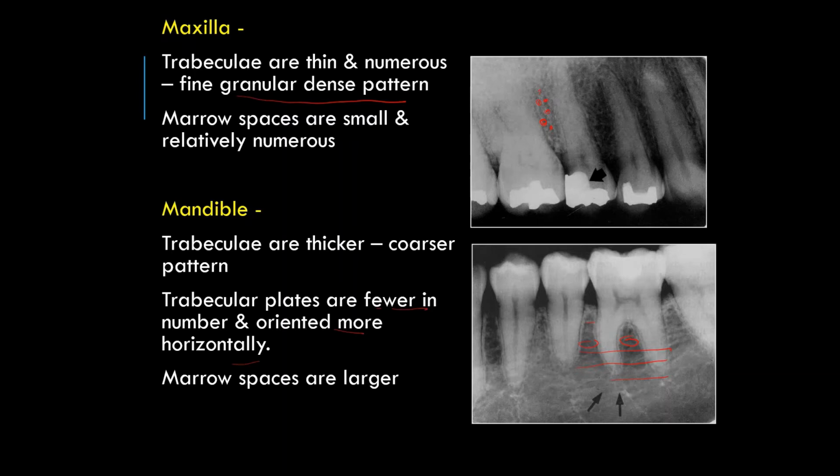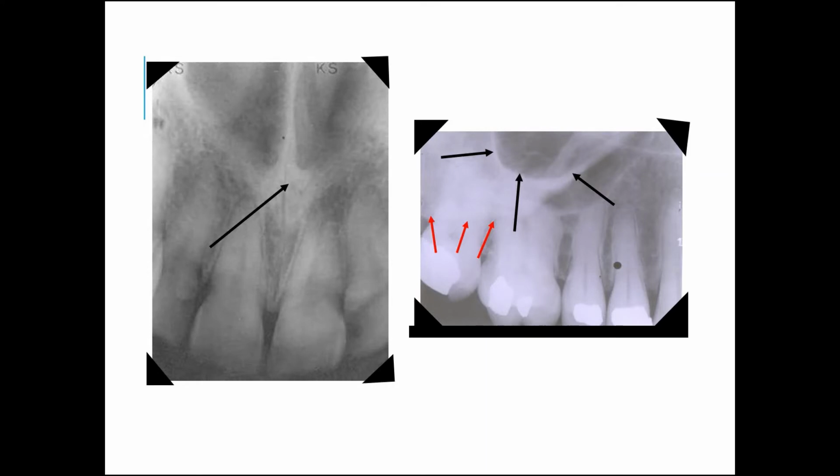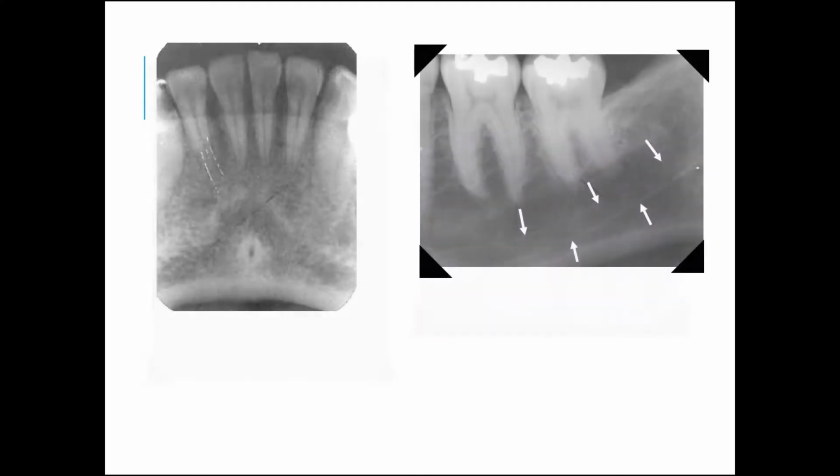to the maxilla. This is how we can identify whether the radiograph belongs to the maxilla or mandible based on the trabecular pattern. Also, looking at the tooth morphology, we can identify whether the tooth belongs to the maxilla or mandible. Here are some of the anatomic landmarks that are visible in an IOPA radiograph.